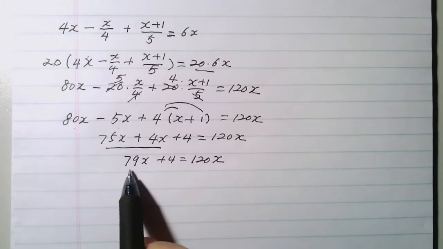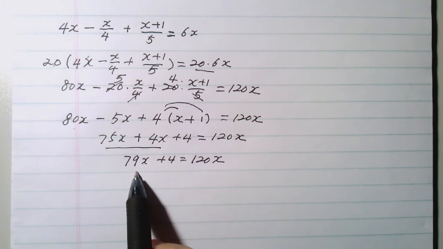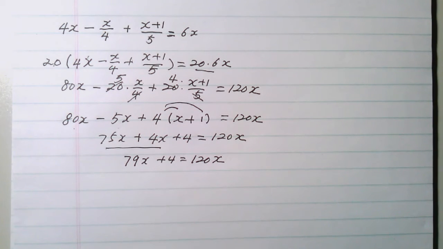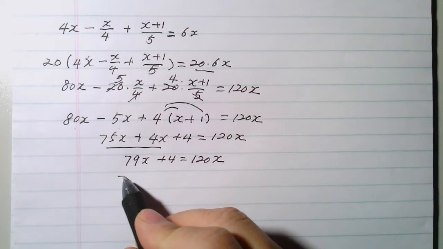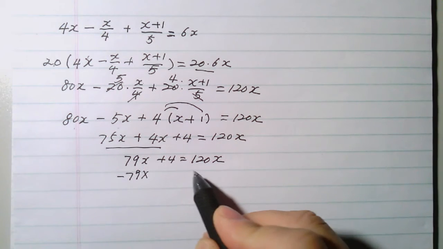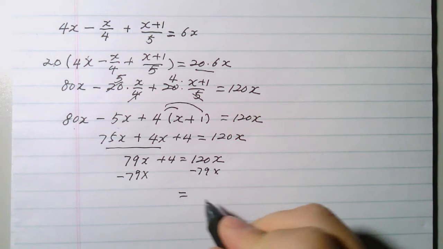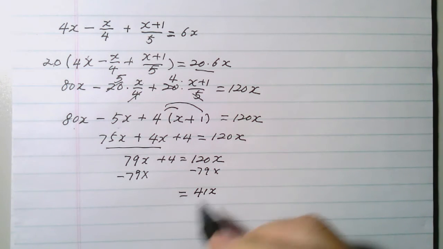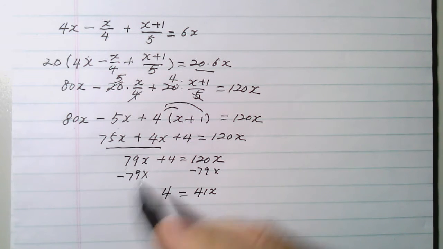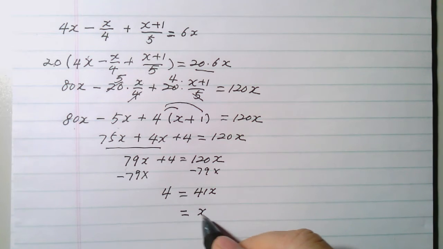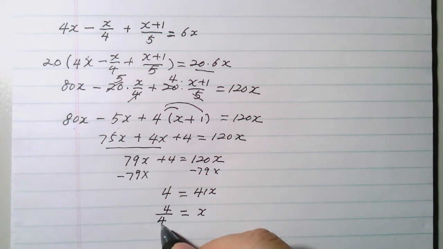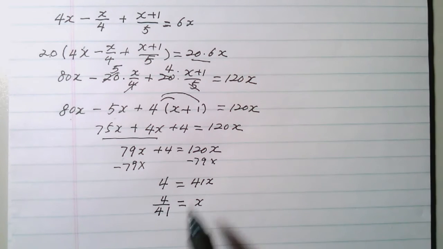Now we want to solve for x, so we want to put all the x terms together. We subtract 79x from both sides. You can see I have 120 minus 79, which is 41x, and 4 is left on the other side. Both sides divide by 41, so x equals 4 divided by 41. So you solve the equation: x equals 4 divided by 41.